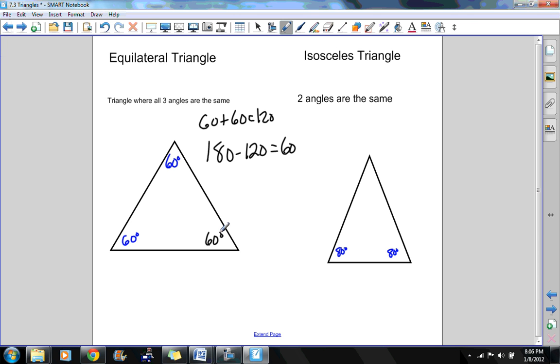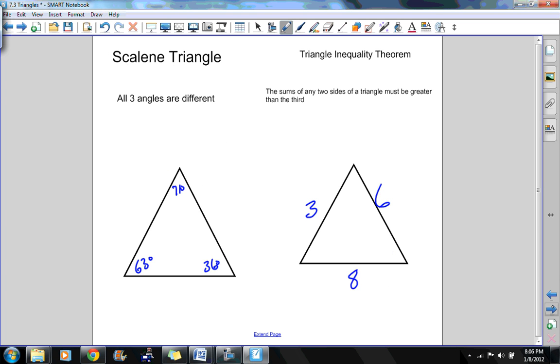Alrighty. And an isosceles, same thing down here. 80 plus 80 is going to be equal to 160. 180 minus 160 will give us our third angle measure of 20 degrees. So we have two angles that are equal to each other. We have a third that's not. Therefore, we are an isosceles triangle. Alrighty. Scalene is the one you'll see most often. All three angles are different. 71, 63, 36. These add up to 180. So that's our scalene triangle.